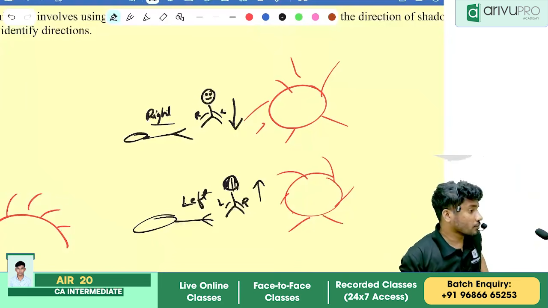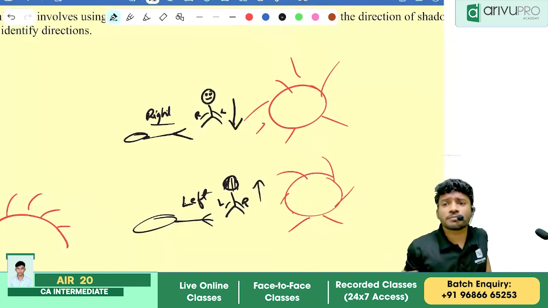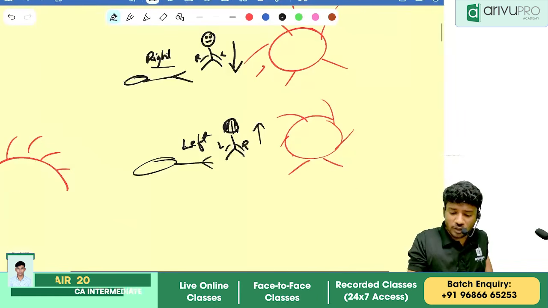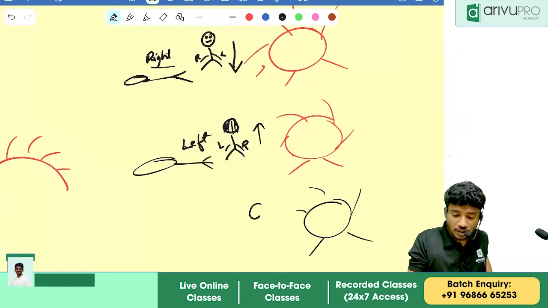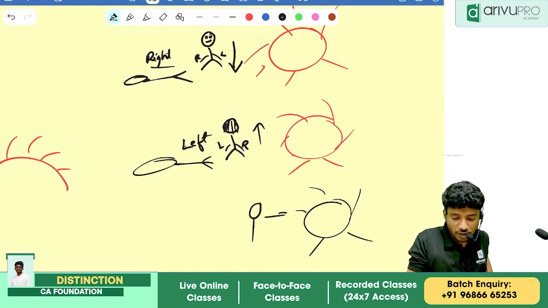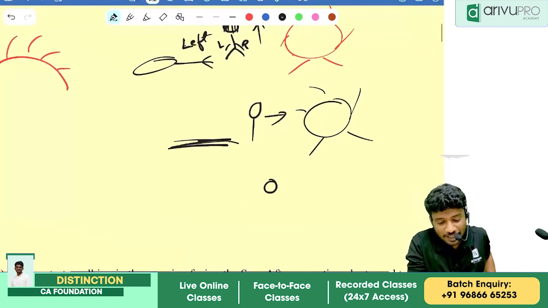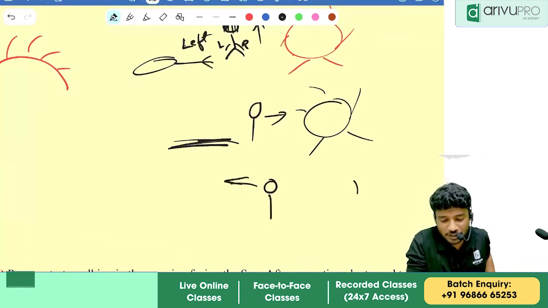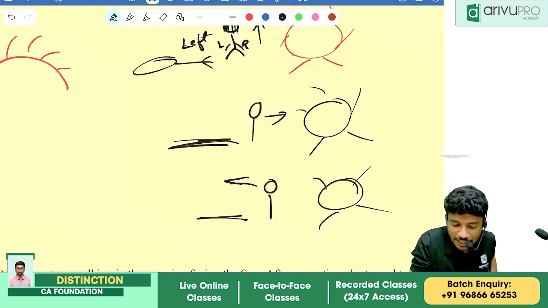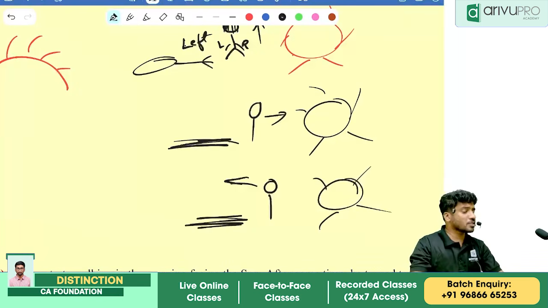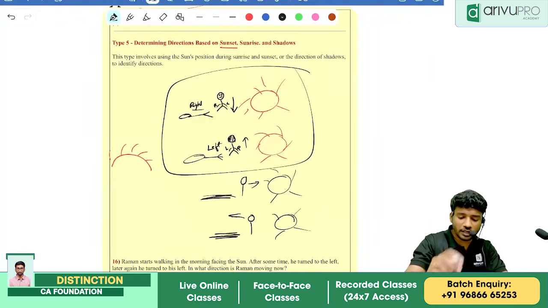Very, very important. When will the shadow be behind him? When he is looking towards the sun. He is deciding, I want to go to the sun. The shadow will be behind him. When he is standing away from the sun, the shadow will be in front of him. Not much important. These two things are very, very important.